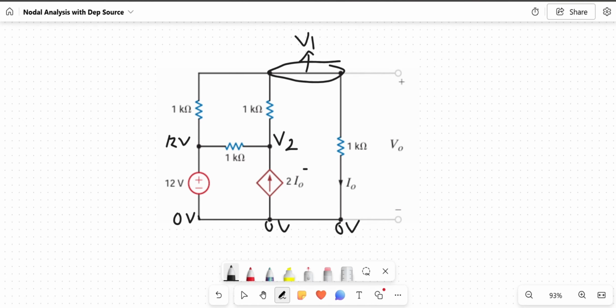To find our dependent source, we just do I naught is over here. So this equation will be (V1 minus 0) over 1 equals I naught. So over here, this will end up being 2 times V1.